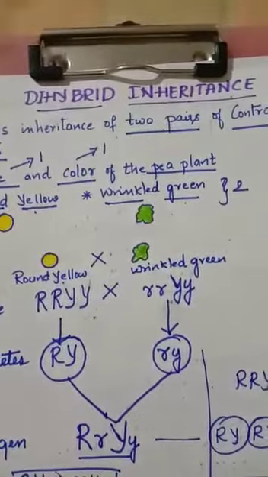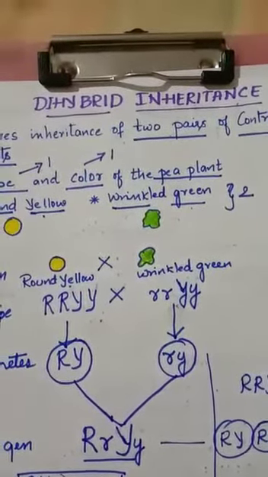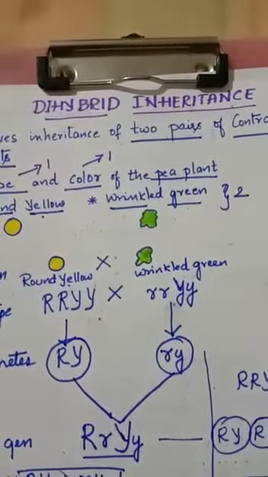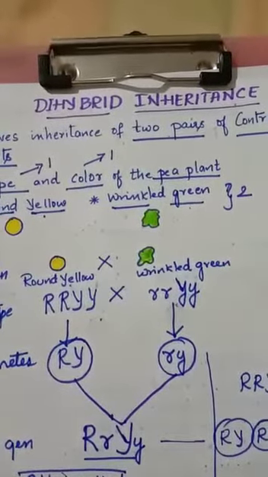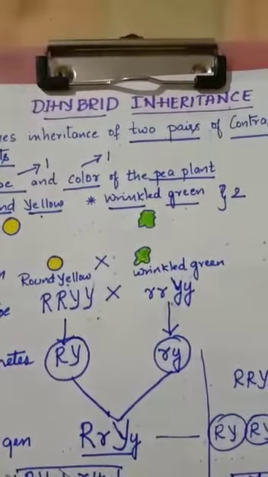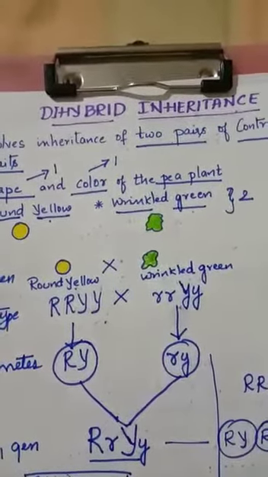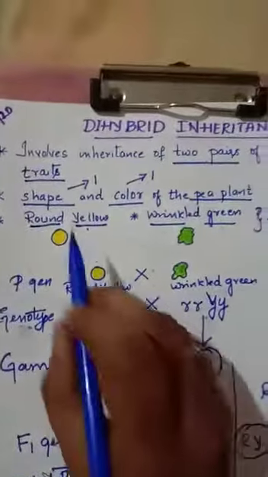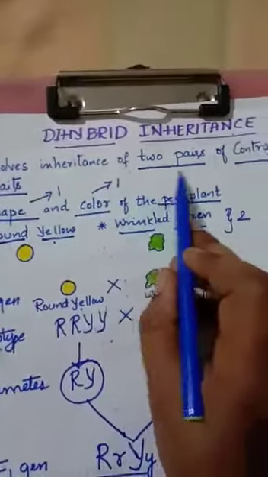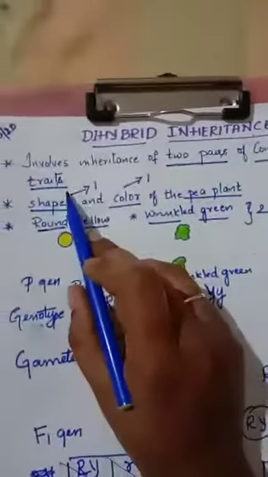Let us continue with the chapter Heredity and Evolution. In our previous class, we studied monohybrid inheritance. Today, we will be studying dihybrid inheritance. Okay, so what does the name itself say? Dihybrid. That means it involves inheritance of two pairs of contrasting traits.